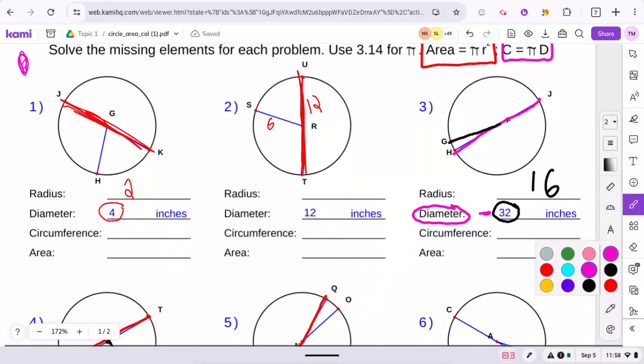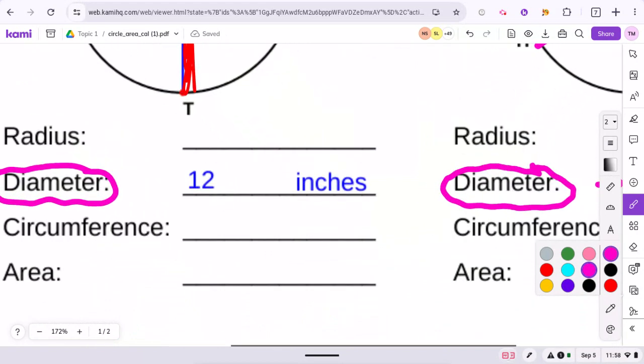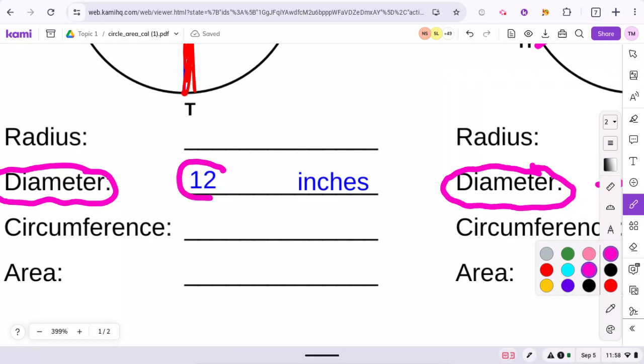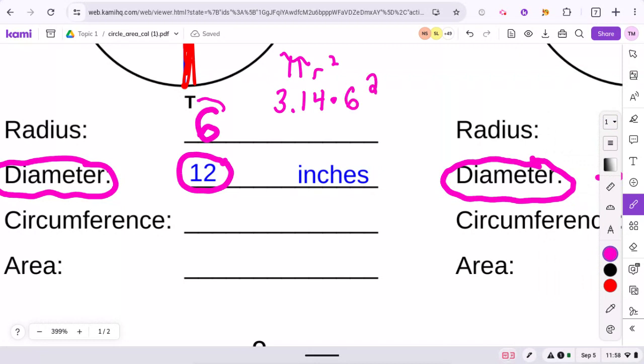So if you were getting the area of one of these circles, like this one here, for number 2, you would write down for the equation pi r squared. The radius, remember, diameter is 12, radius would be 6. So you would do pi r squared for the area. Pi is 3.14 times the radius, which is 6 squared. Then you should know what 6 squared is, right? Again, the 3.14. Then multiply by 6 squared, which is 36.